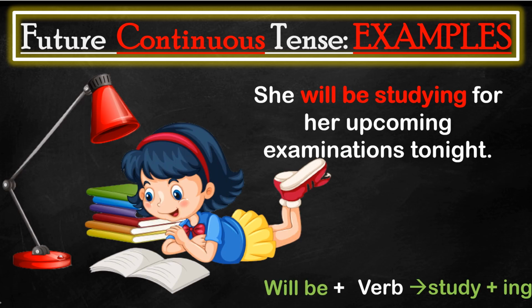Quickly look at another example. She will be studying for her upcoming examinations tonight. Here again will be remains. The root verb is study, but to that you add ing to make it future continuous tense. So the phrase in totality, will be studying, is a part of your future continuous tense.